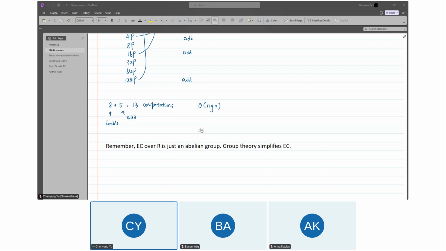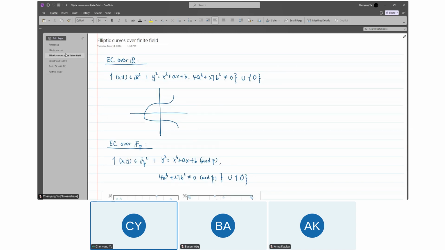Oh, I see a comment in the comment area asking what "fields of characteristic" means. That means, for example, if p plus p plus p equals capital O, then the characteristic is 3. So it means how many times you add an element to itself to get the identity. That's the characteristic. Okay. If there are no questions, let's go to the next page.